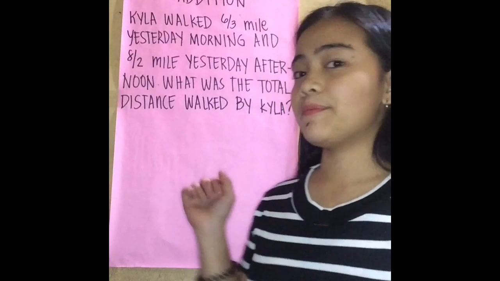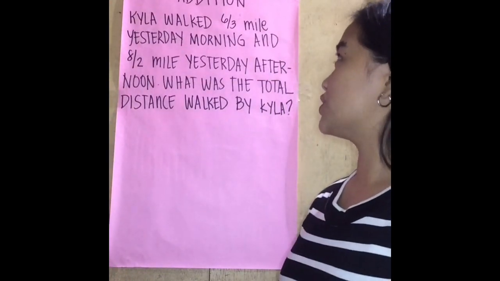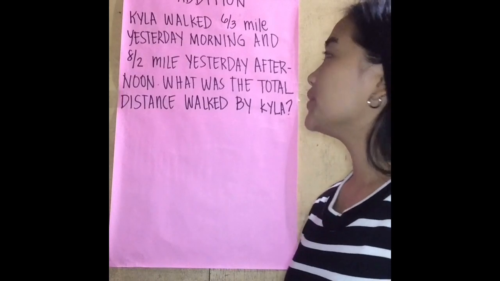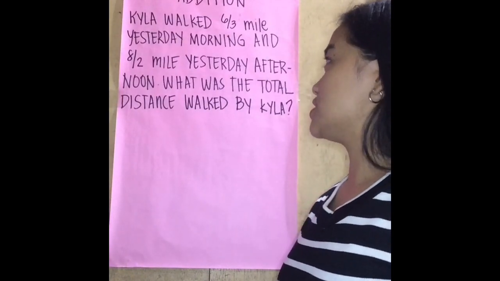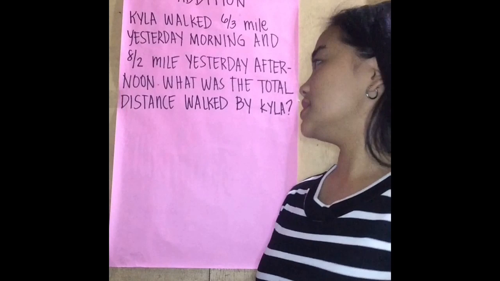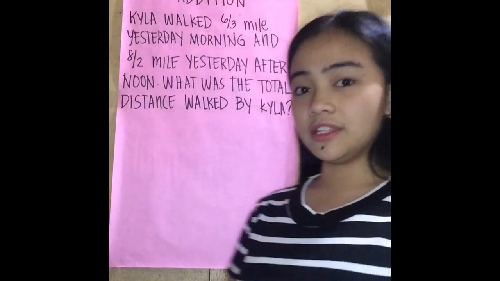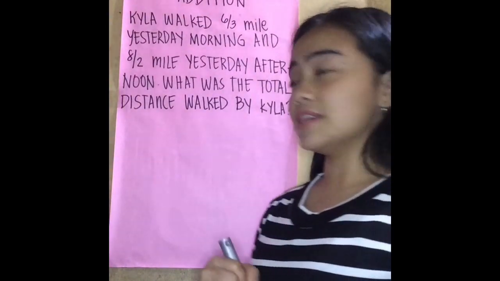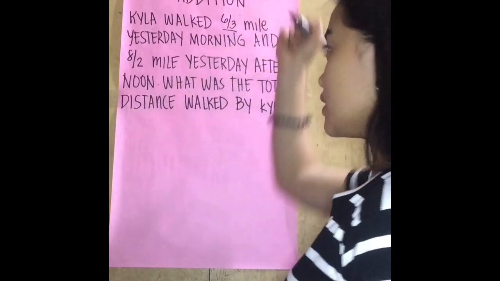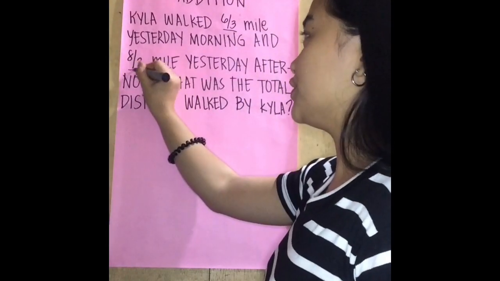Hi guys, I'm Denise and I'm going to teach you how to solve an improper fraction problem. First, we need to read this. Kyla walked 6/3 miles yesterday morning and 8 over 2 miles yesterday afternoon. What was the total distance walked by Kyla? So, we need to find the given in this problem. The first given is 6 over 3. The second is 8 over 2.